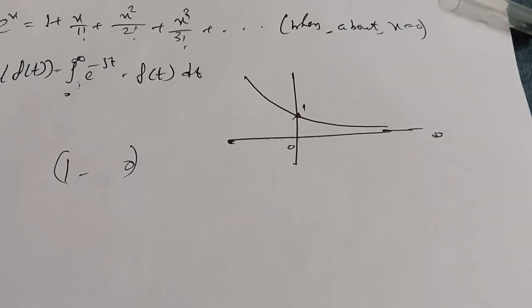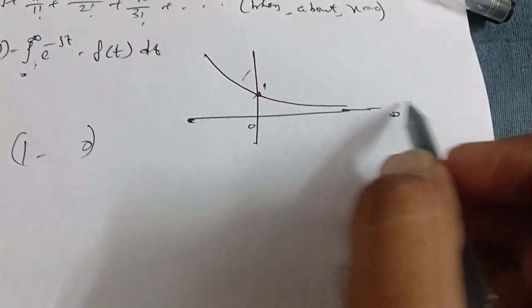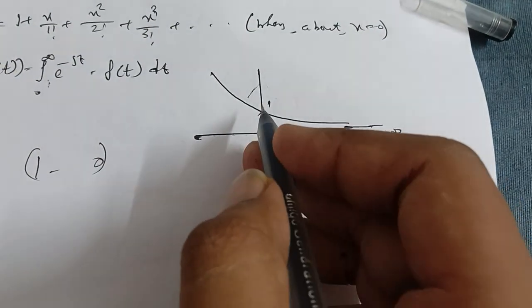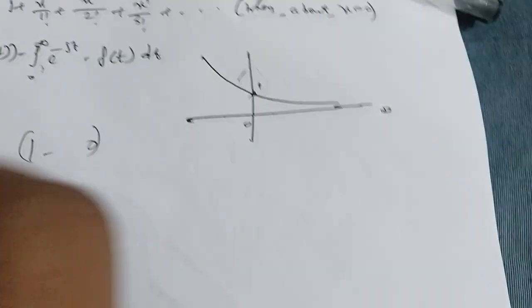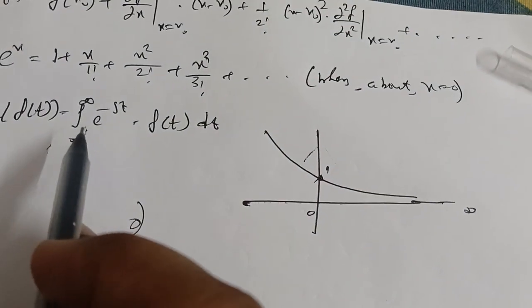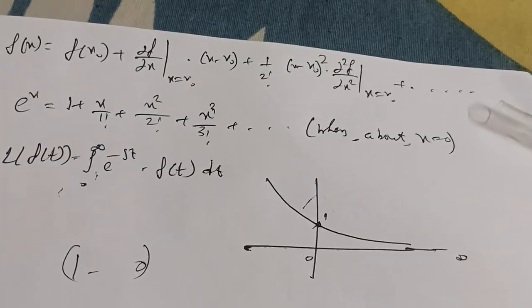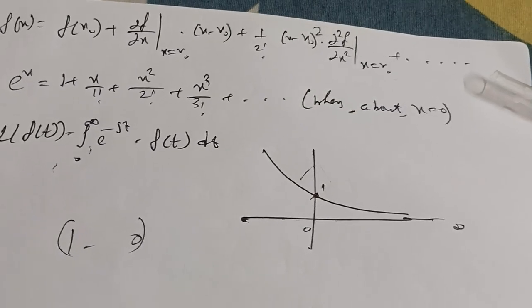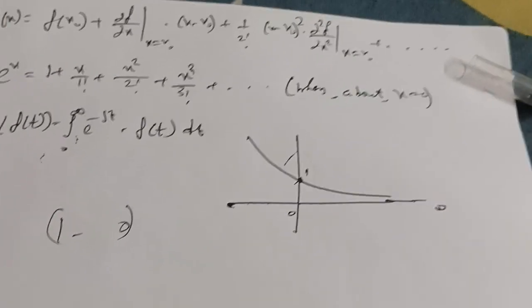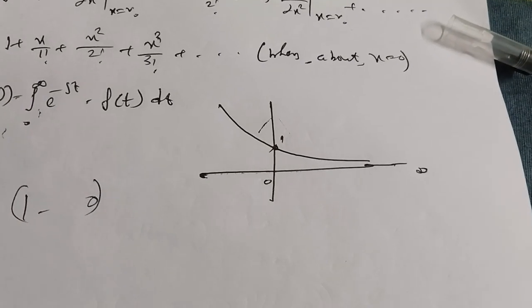I am telling this again, so listen carefully. This is the e power minus x graph. At 0 it is 1, and at infinity it goes to 0. In this integral, the limit is from 0 to infinity. At 0 it is equal to 1, and as we keep increasing t, like t is equal to 1, 2, 3, 4, 100, 200, 200 million, 200 billion, it will go to 0.